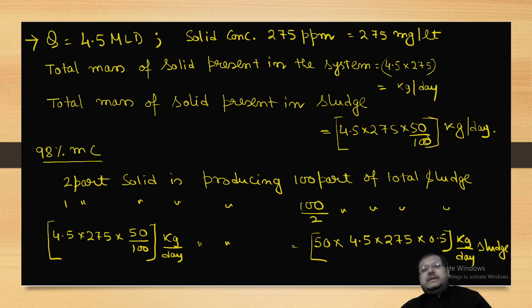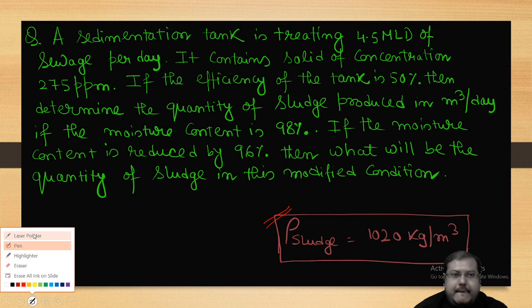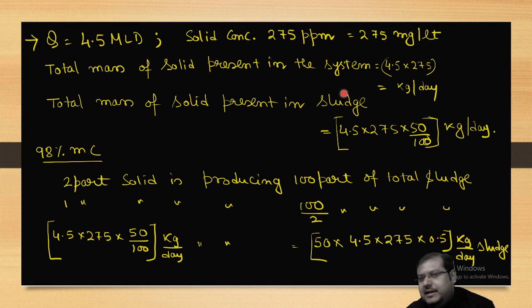The total mass of solid present in sludge will be, देखिए इतना तो मास है सॉलिड का, लेकिन यहाँ पे बोला गया है कि the efficiency of tank is 50%. मतलब क्या है, जितना सॉलिड प्रेजेंट है उसका 50% को ये टैंक स्लज में कन्वर्ट कर पा रहा है, मतलब सेटल कर पा रहा है, बाकी वो पानी के साथ ही रह जाएगा. तो सॉलिड कितना है? 4.5 इंटू 275 kg पर डे. तो इसका 50% वाला ही होगा आपका सॉलिड इन स्लज. क्लियर? 4.5 into 275 into 50 by 100 kg per day.